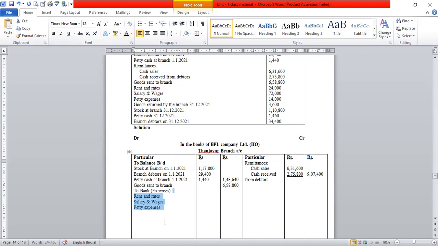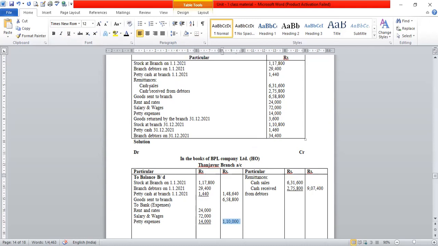These 3 items values are, okay, so the values 24,000, 72,000 and 14,000. Altogether the total expenditure value was the amount, this one 1,10,000. அவ்வளவுதான். So we have completed the opening. Remittances, it comes under the credit side. Goods sent to branches debit side, and other 3 expenses we have done very well.